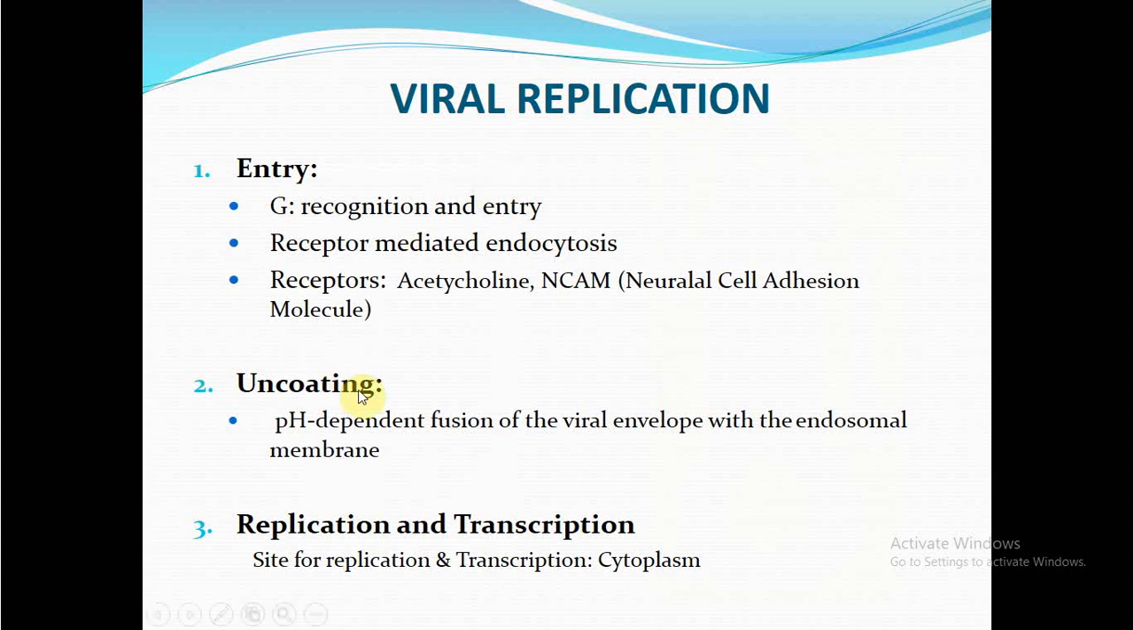The second step is uncoating. After entry into the cell, the virus is present inside endosomal vacuoles. As the pH changes, the endosomal vacuole membrane fuses with the envelope of the virus, which leads to uncoating of the RNP complex in the cytoplasm of the host cell. Once it comes out from the endosomal vacuoles into the cytoplasm, it is ready for the next step, that is transcription and replication.